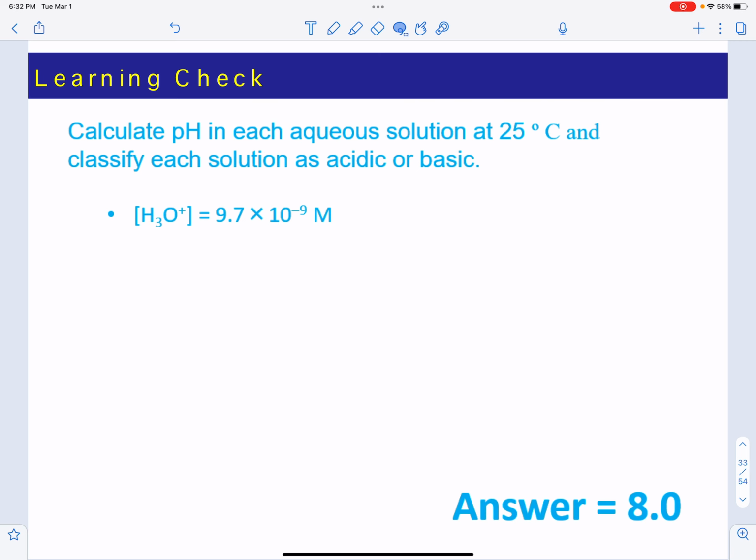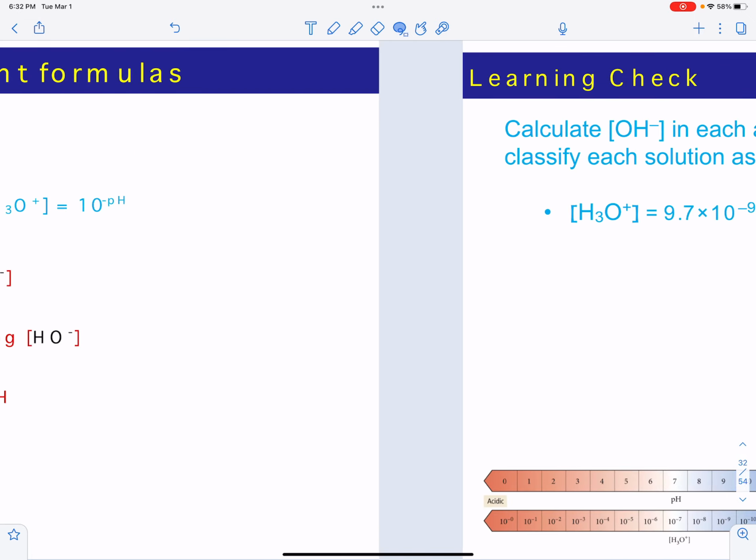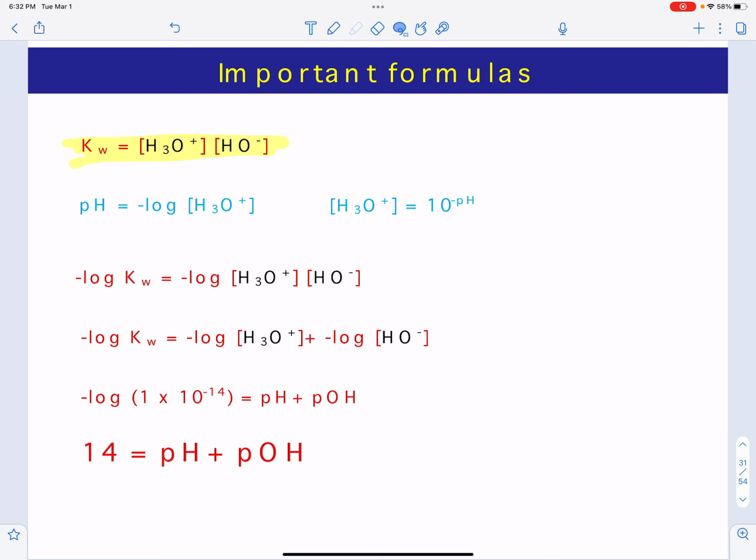So what about this problem? Now we're being asked to calculate the pH. So how do we calculate pH? Looking at my formulas, here's one way to calculate pH. So if I do the minus log of the hydronium, I get pH. Here's another way to do pH.